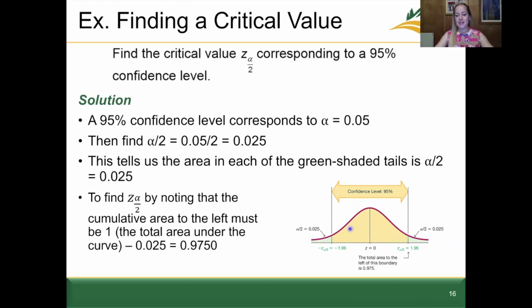Then to find this area here, that's 1 minus the area here, and we found that alpha over 2 to be 0.025. So 1 minus 0.025 is 0.9750. Now this should look similar to what we've seen before because we know our cumulative area from the left, but we want to find this borderline here that defines our critical value.